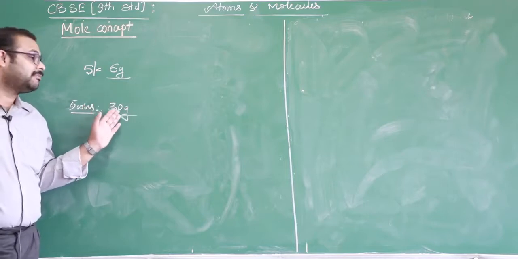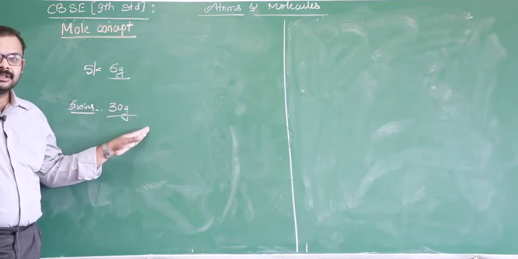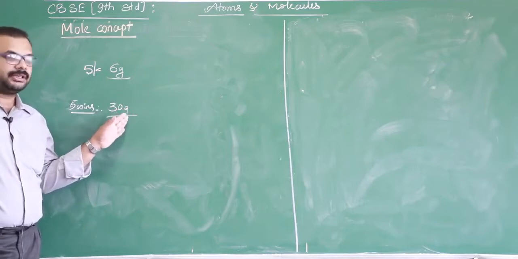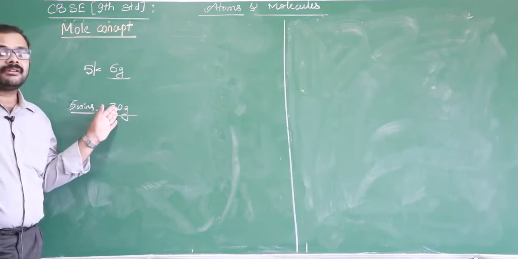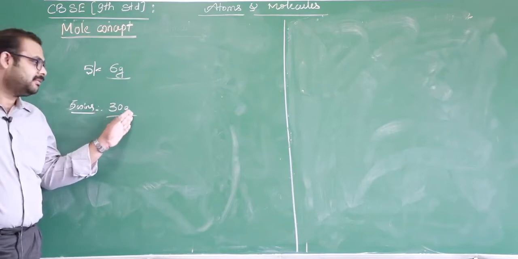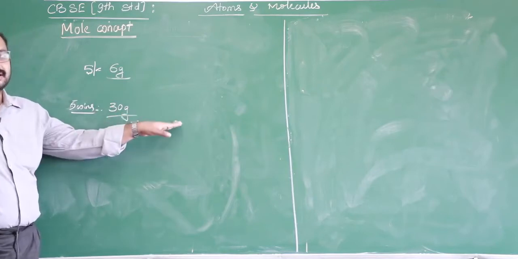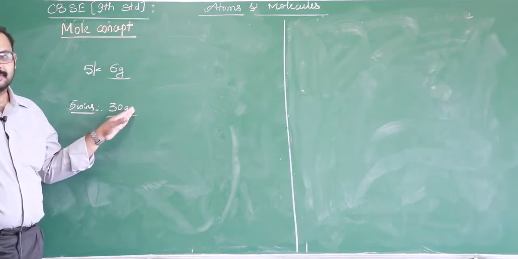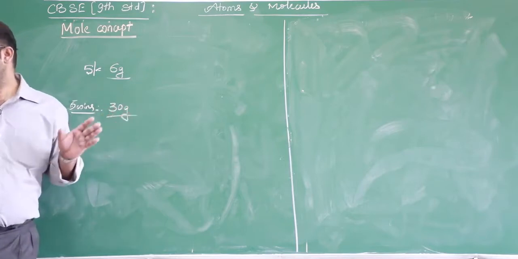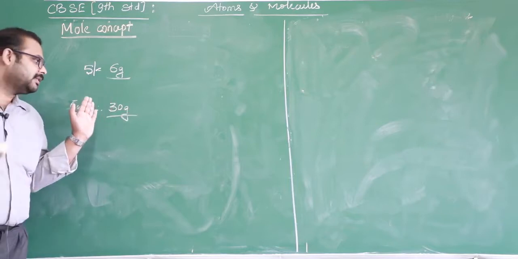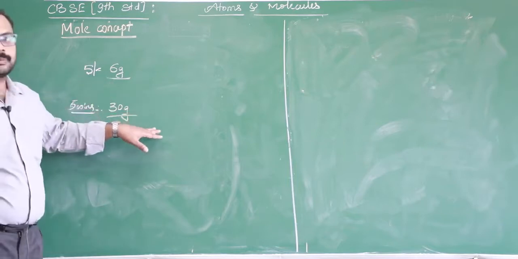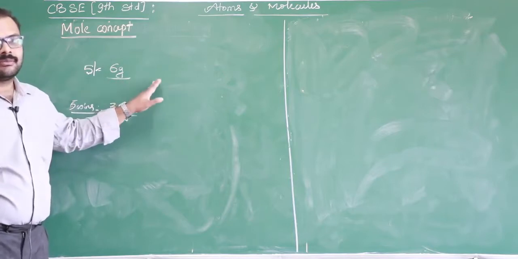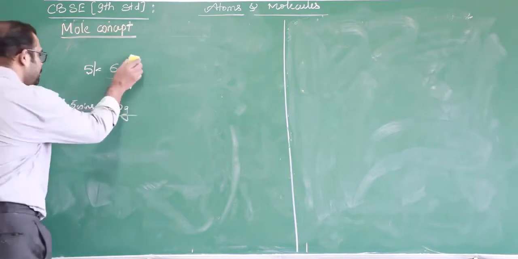If we know the mass of an element, it is related to the number of atoms present in it. So by knowing the mass of an element, we can relate it to the number of atoms present in that particular mass. This is actually what we call the mole concept. Now let's define what a mole is.